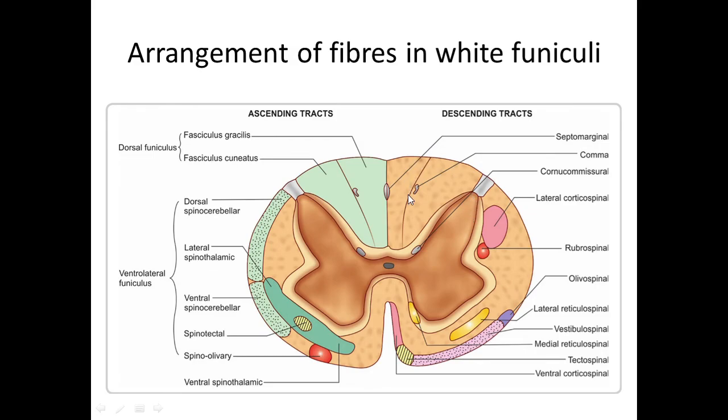And in the posterior funiculus, sometimes there is the septomarginal tract and sometimes the interfascicular fasciculus. So there are two descending tracts in the posterior funiculus: the septomarginal tract and the interfascicular fasciculus. So these are the fibers present in the white funiculus. There are ascending tracts and there are descending tracts in the white funiculus.